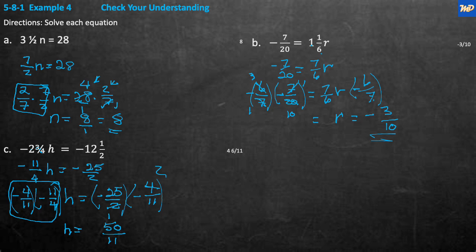50 over 11. And that equals what? The improper fraction here. 11 goes into 50 how many times? Well, we know 4 is 44, 5 is 55, so it's 4. So 4, and it is positive. And how many 11ths? 50 minus 44 is 6. So we're going to do 6 11ths. So the answer here is 4 and 6 11ths.